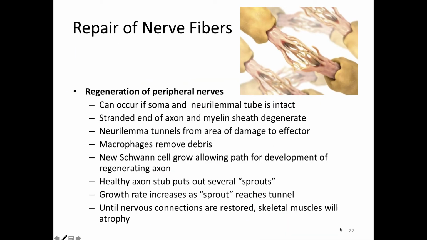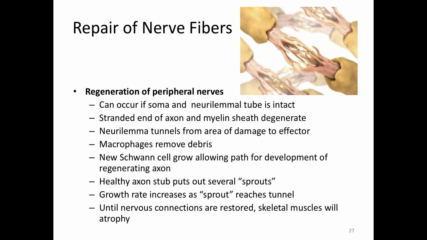So, regeneration of peripheral nerves can occur if the soma and neurolemmal tube is intact. The stranded end of the axon, so the part that's not connected to the soma, though that degenerates, as does the myelin sheath. And the neurolemma tunnels from the area of damage to the effector, whatever that is. In the last example, it was a skeletal muscle. There can be others, of course, because we know effectors can be smooth muscles or glands, too.